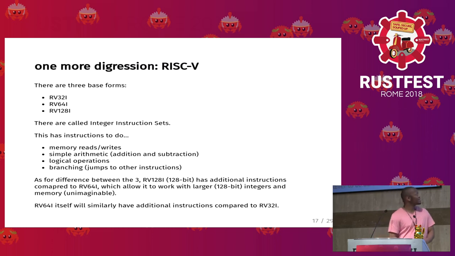There's three basic forms. So there's a 32-bit, 64-bit, 128-bit, and these are called base instruction sets. These are the things that you have to implement for it to be called RISC-V, because there's actually a standard out there. And then everything else is a modular design, so everything else is optional. You only need to implement these things, and everything else you can actually simulate if you want more abilities, like, for example, multiplication. So this base instruction set provides some basic things like memory reads and writes, these are actually assembly instructions, simple arithmetic, addition and subtraction, logical operations like your ands and ors, and then branching. Branching is jumping to other instructions, because you can't just have sequential code, right? I mean, how do you do loops?